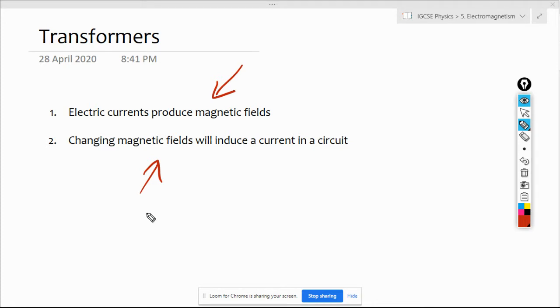Remember, anytime you have a current, you have a magnetic field. And anytime you have a piece of wire that's cutting field lines, so you have a changing magnetic field, that can induce a current. So those are it. Currents produce magnetic fields, but also magnetic fields can produce currents.